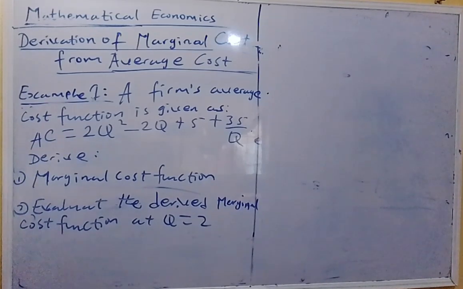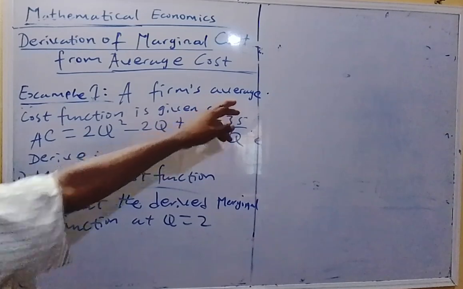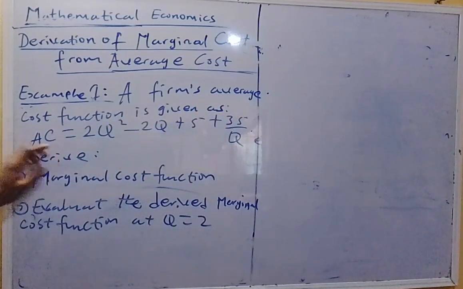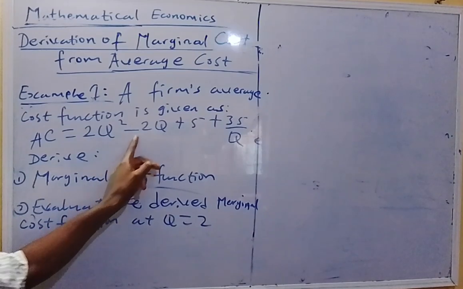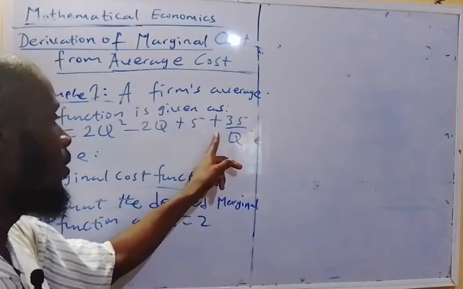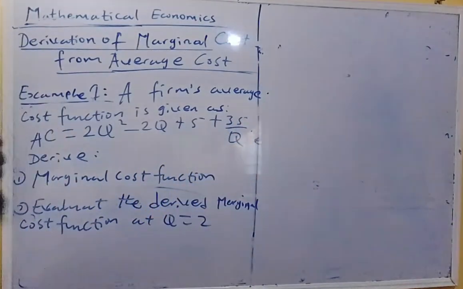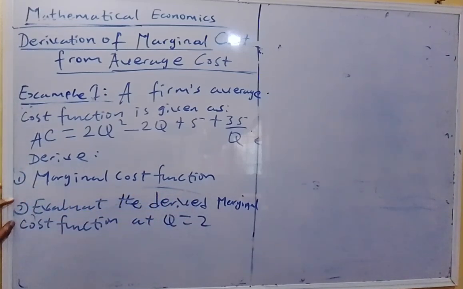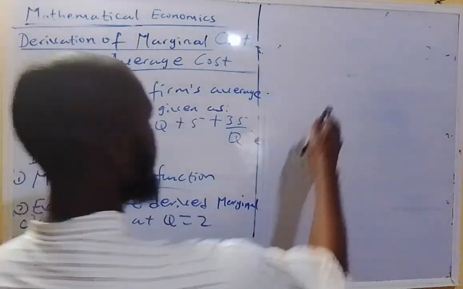In this example, a firm's average cost function is given as AC equals 2q squared minus 2q plus 5, plus 35 over q. We're asked to: one, derive the marginal cost function, and two, evaluate the derived marginal cost function at q equals 2. So let's go.